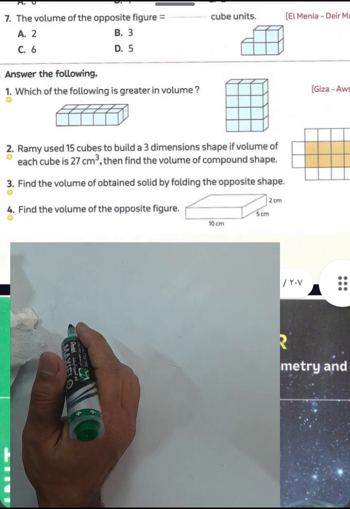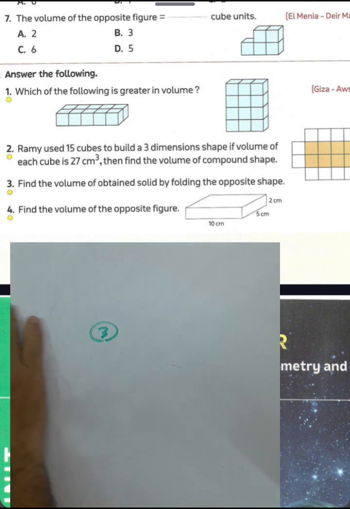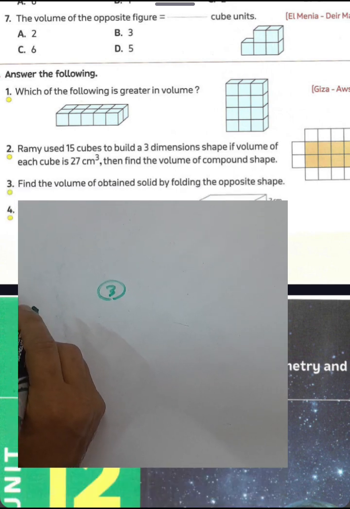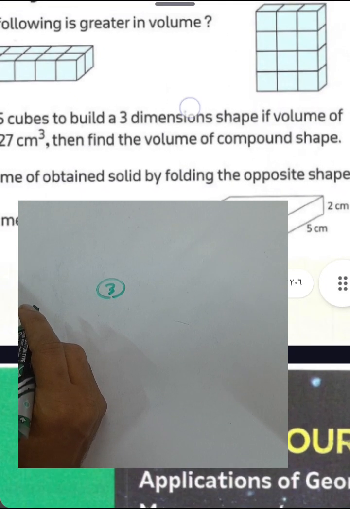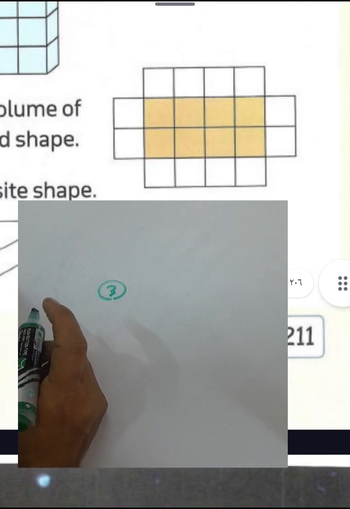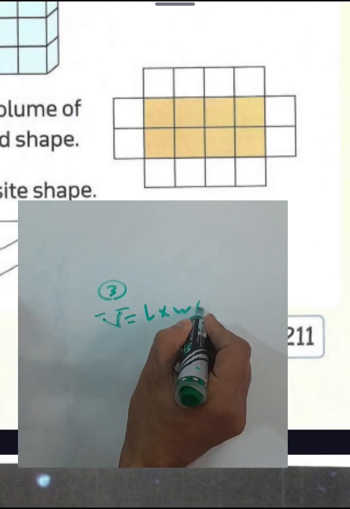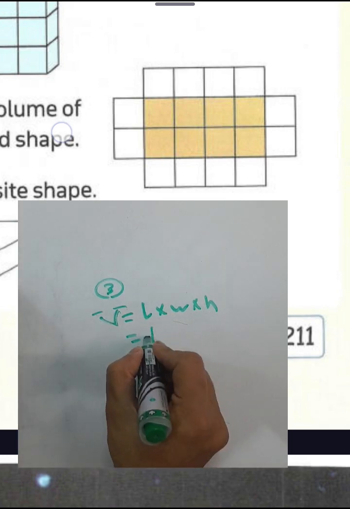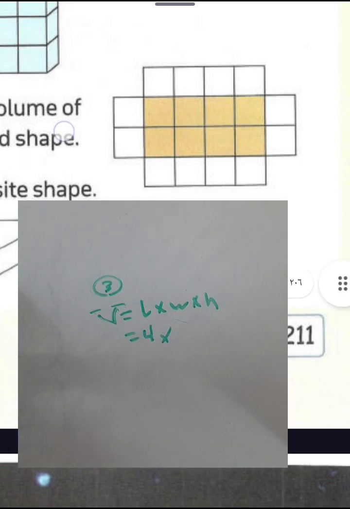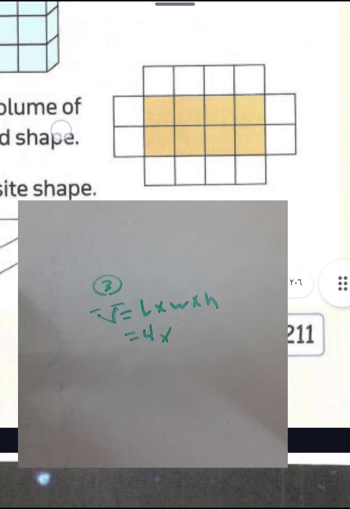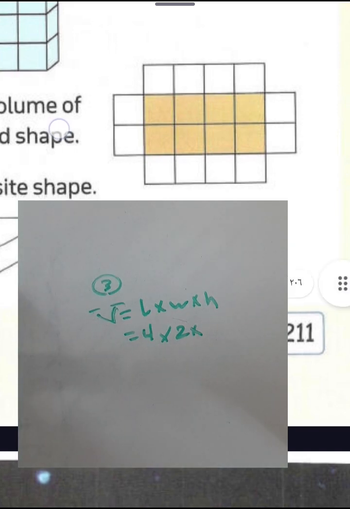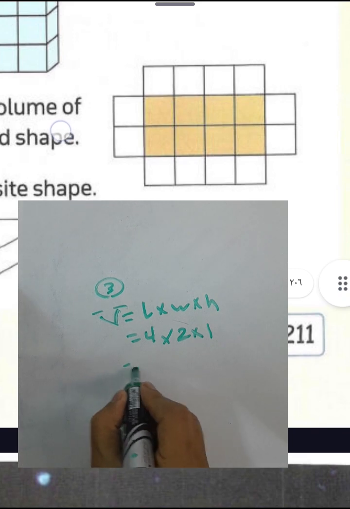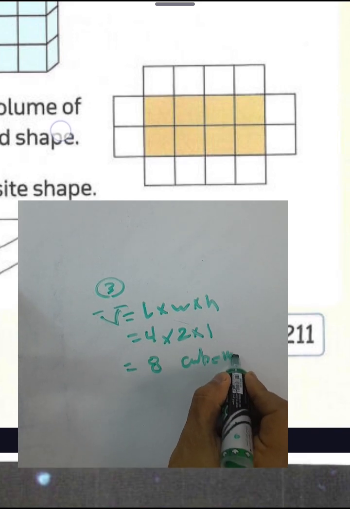Next example, number 3. Find the volume of the opposite shape. To find the volume, you can write length times width times height. Look, the length is 1, 2, 3, 4, so write 4. Multiply by the width, 1, 2, and the height, 1. The result will be 8 cube units.